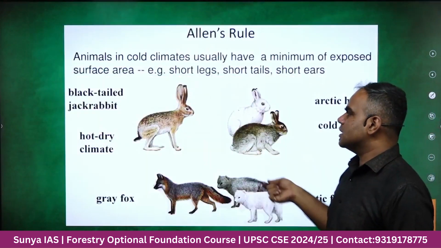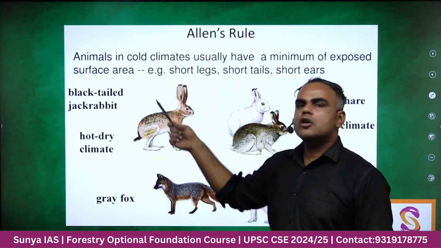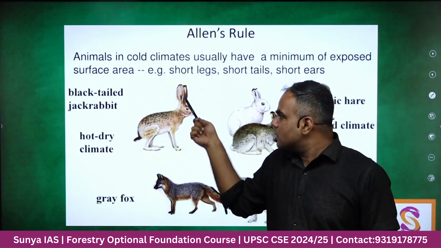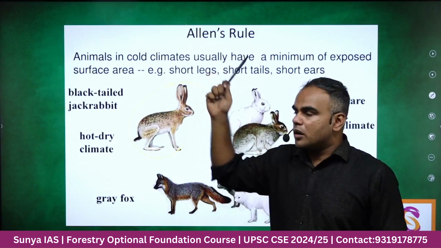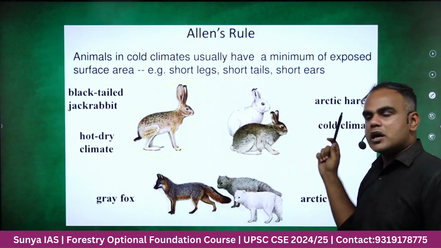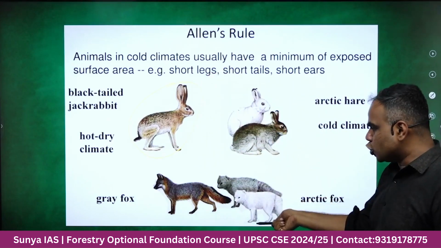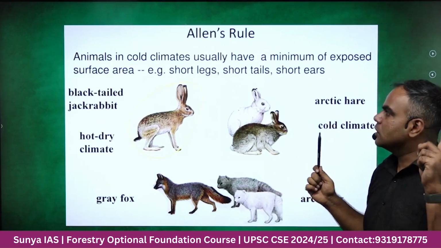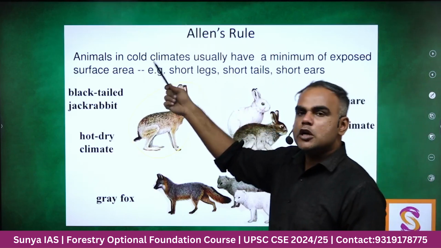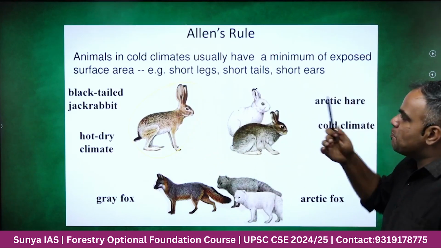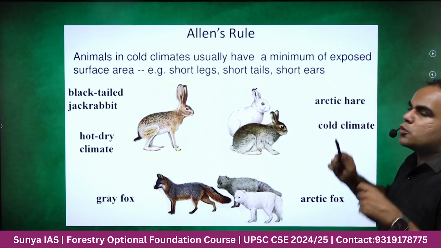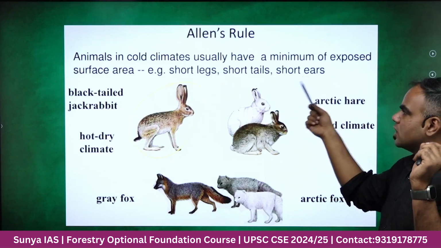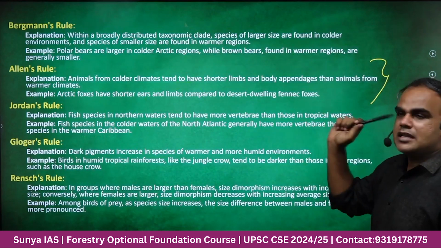Allen's rule is that, let's say these are tropical or different area species. Here the ears are long, whereas in the Arctic, in cold conditions, the ears and limbs are short. Again, what is the reason? To minimize the heat loss. So Allen's rule says animals in cold climates have minimum exposed surface area. Okay, short legs, short ears. This is your Allen's rule.